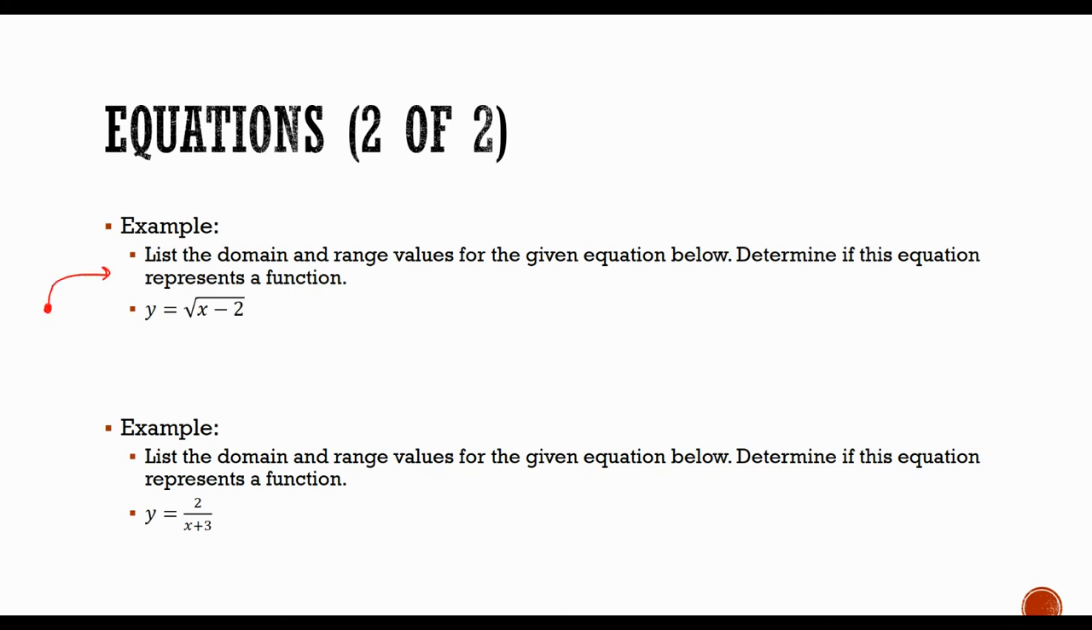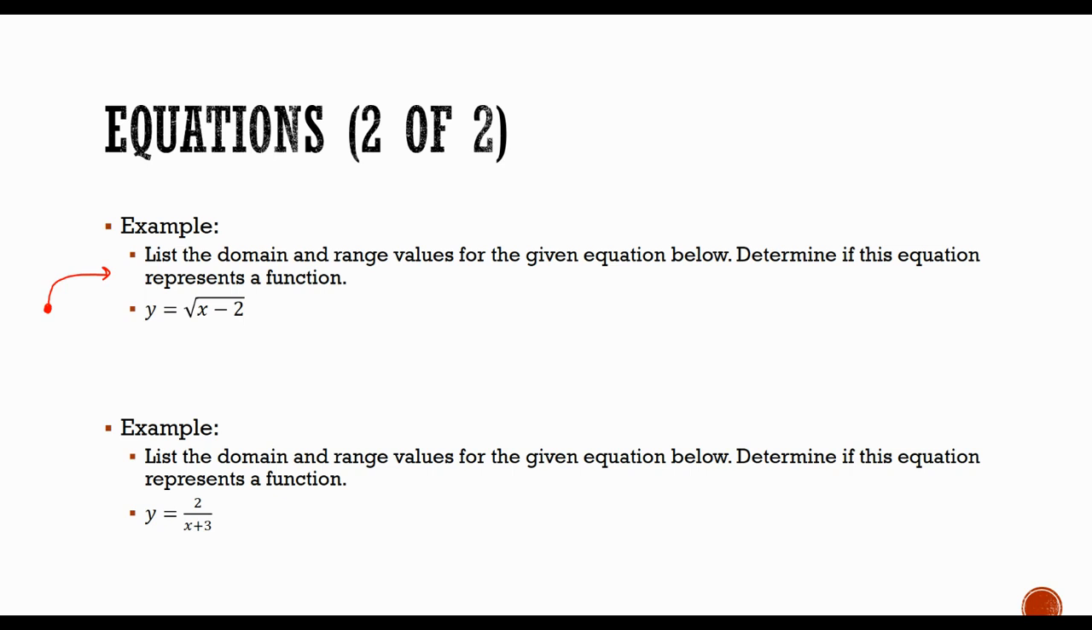Now, if you don't know what this graph looks like, it looks like this. It has a starting point, and then it kind of rises up quickly and then kind of balances out and keeps on going to the right. That's the basic parent function for the square root of x. So what that means is we are going to have a limit, though, on our domain and range here.